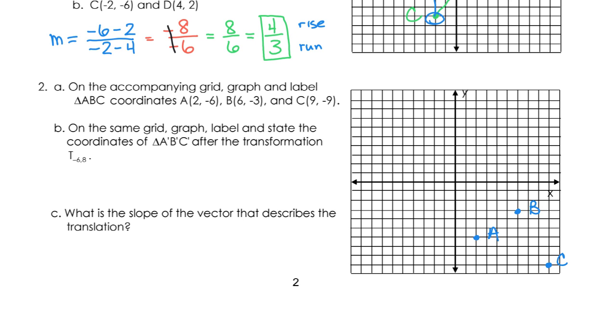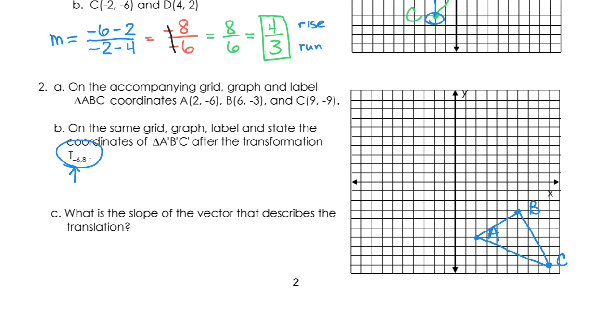Put a dot, call it C, and go ahead and connect your 3 letters to get your triangle ABC. All right. Part B says on the same grid, graph and label and state the coordinates of triangle A prime, B prime, C prime after the transformation of T, -6, 8.